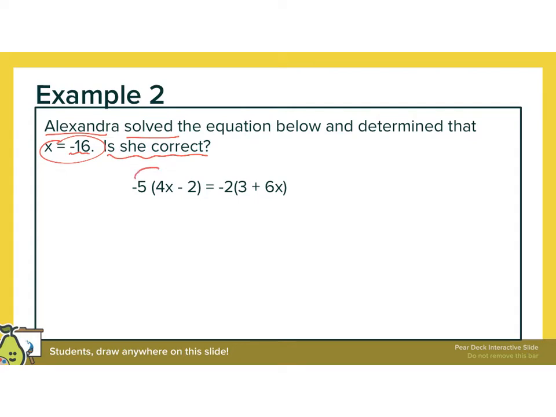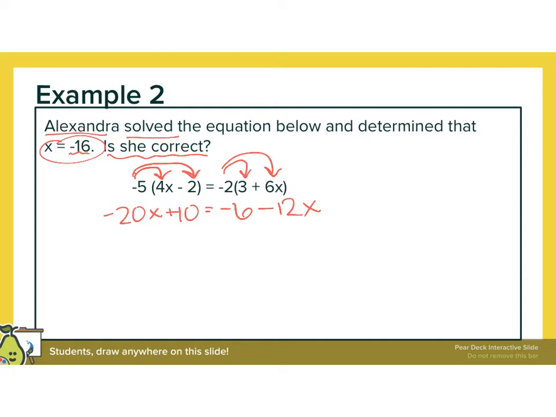So I'm going to distribute this negative 5 to get negative 20x. Negative 5 times negative 2 is plus 10. Then I'm going to distribute this negative 2 to get negative 6, and then negative 12x. I don't have like terms because they're on opposite sides, so there's no step 2.